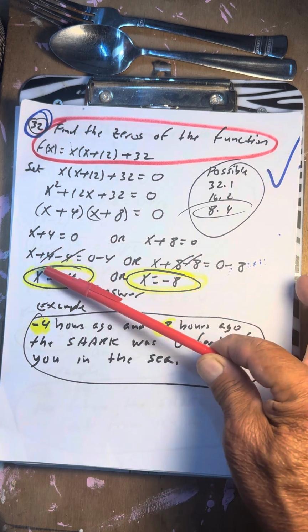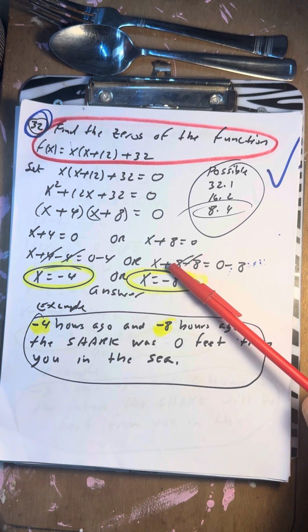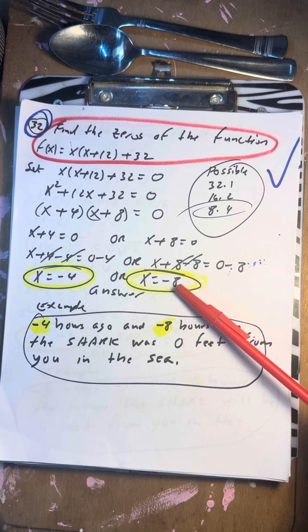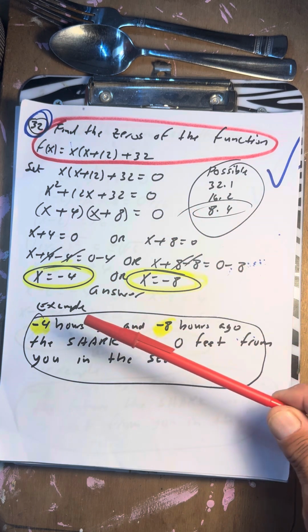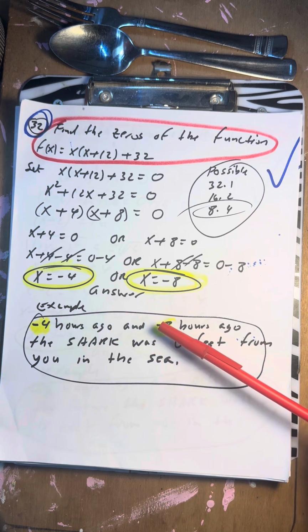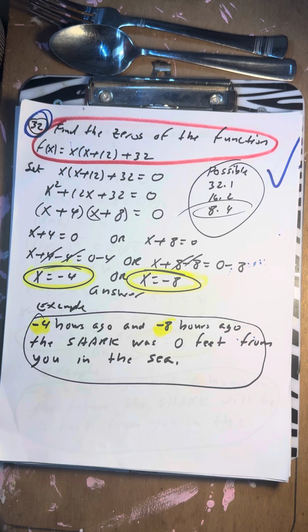So now, x plus 4 equals 0. Minus 4, minus 4. So x equals negative 4 over here. x plus 8 equals 0. Minus 8, minus 8. x equals negative 8. So we have negative 4 and negative 8 are the zeros of that function right there. Example: negative 4 hours ago and negative 8 hours ago, the shark was 0 feet from you in the sea. How's that?